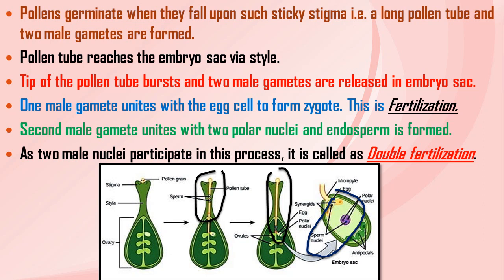So first, when pollen grain is transferred from the anther to the stigma, two male gametes are formed. They are carried via the style, and one male gamete fuses with the egg cell to form a zygote, which is called fertilization. The other male gamete unites with the polar nuclei and forms endosperm. As fertilization takes place two times, and two male nuclei participate in this process, it is called double fertilization.